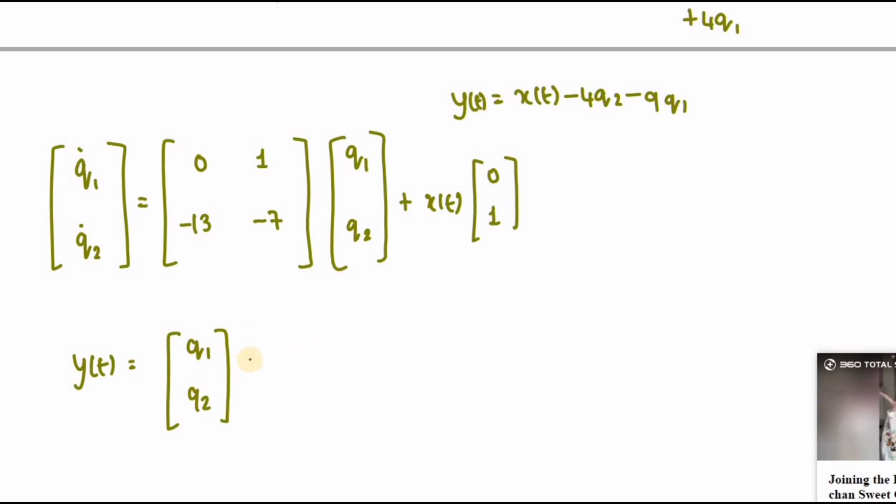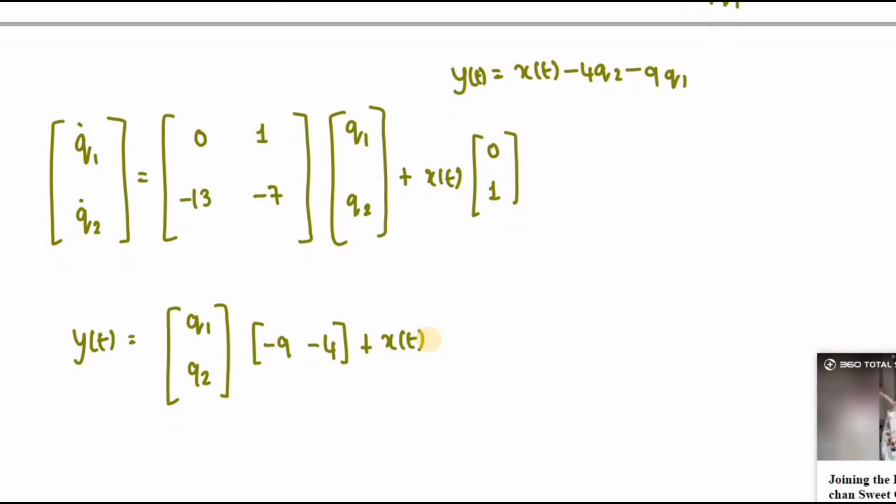So that is minus 9 minus 4, right? So if you multiply, you will get this one plus x of t. The value is 1, right? So you should not write, you don't want to write anything.